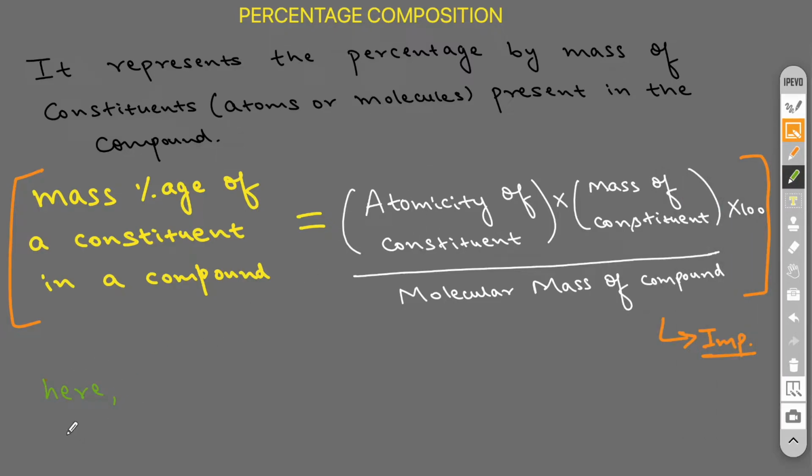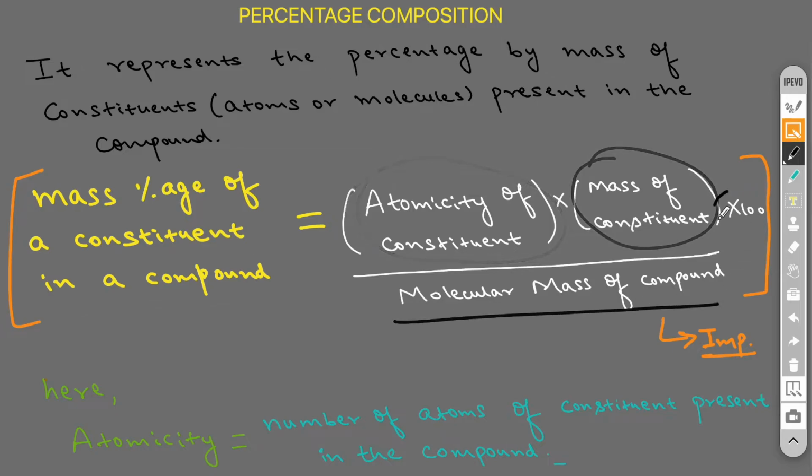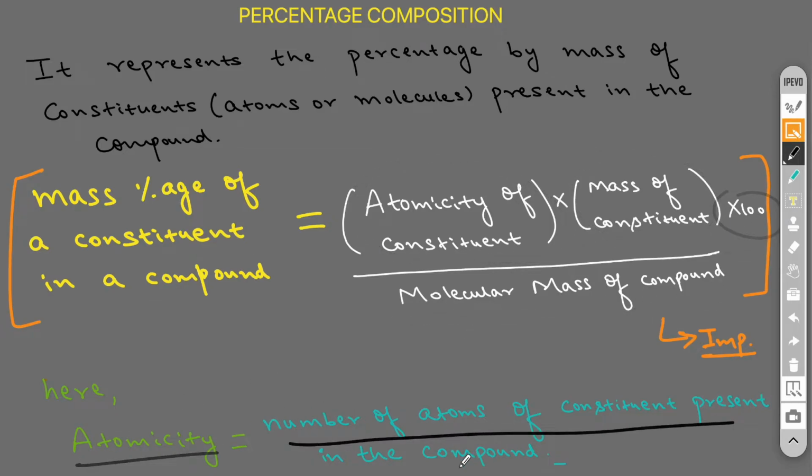Also here the term atomicity is basically the number of atoms of constituent present in the compound. Basically number of atoms of constituent can be atoms or molecules present in the compound, right? Once again we will see the formula. Mass percentage of constituent in a compound is atomicity multiplied by mass of constituent divided by molecular mass of compound multiplied by 100. And atomicity is number of atoms of constituent present in compound. Now moving further, we will write an example here.